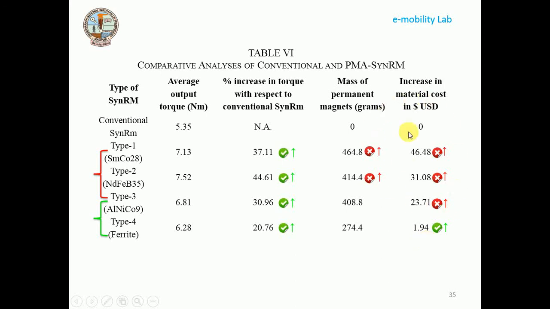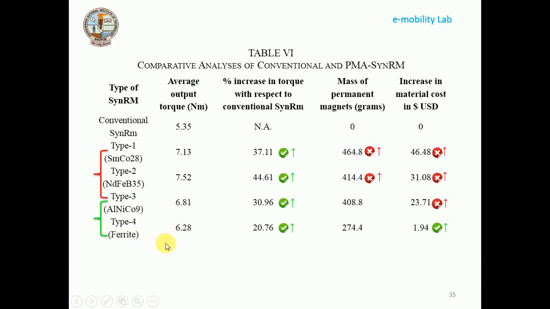This is not manufacturing cost. I am only talking about the magnet cost, not the manufacturing cost. The overall manufacturing cost may increase by more than this. Only the material cost, meaning magnet cost. So you can have around $2, but you get a 20% increase in torque. So if somebody is thinking about an e-rickshaw or scooter application, you should have this permanent magnet assisted motor.